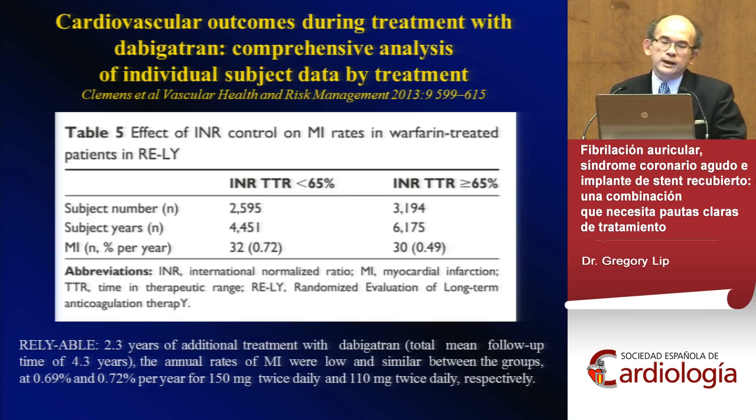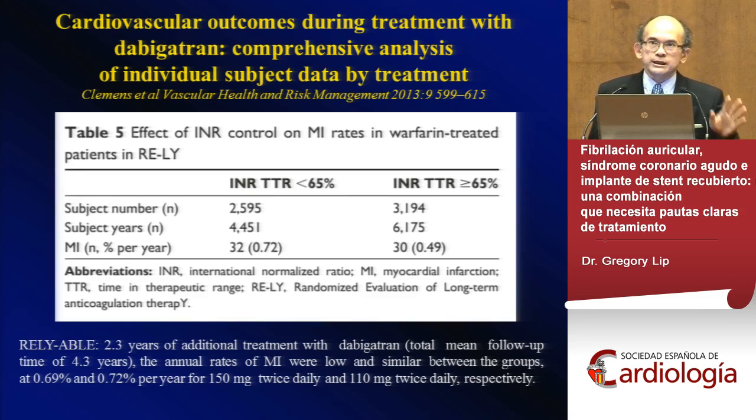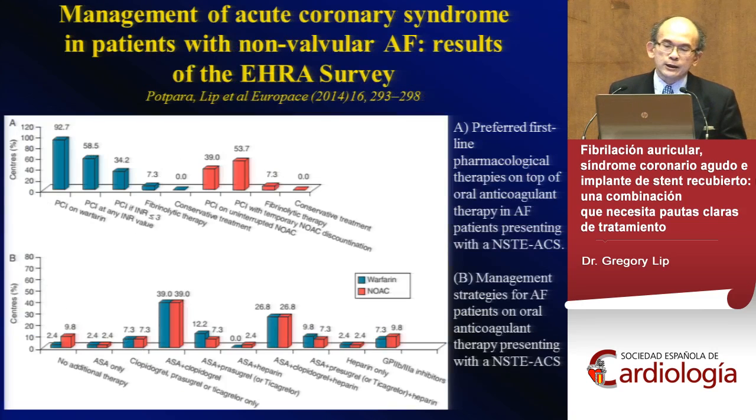This is a post hoc look at the warfarin arm of the RELY trial. RELY was one of the contemporary phase 3 trials comparing dabigatran versus warfarin. This is looking at INR control, with the patients in the warfarin arm subdivided by time in therapeutic range as an index of their anticoagulation control. Here you have the patients with good anticoagulation control, defined as a TTR above 65%, compared to those with less good anticoagulation control on warfarin. The MI rate in those with good control is 0.49% per year, compared to 0.7% per year in those with less good control. So warfarin actually is a pretty good drug for secondary prevention, or preventing myocardial infarction, but it has to be good quality anticoagulant control.